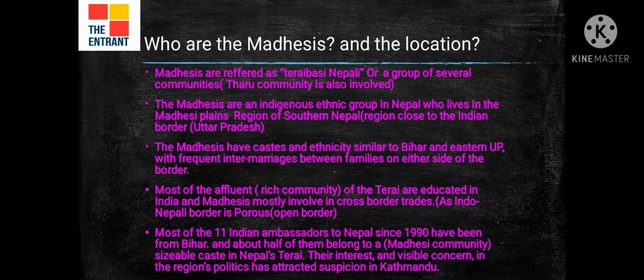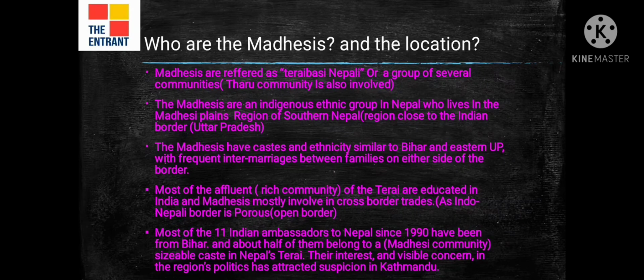Now in this slide we come across the main issue and the problem that has been a major debate in the Indo-Nepali relations. Over here we will see who the Madhesis are and where they belong. Madhesis are referred to as Taraibasi Nepali, or a group of several communities. The Tharu community is also involved. So Madhesi means it is not just one community, but a community that involves a lot of other communities. It is called a broad term.